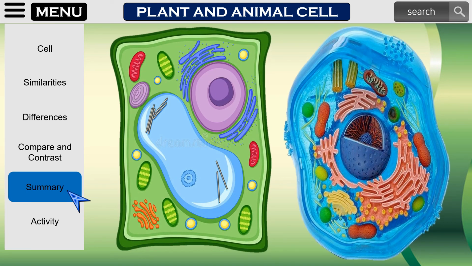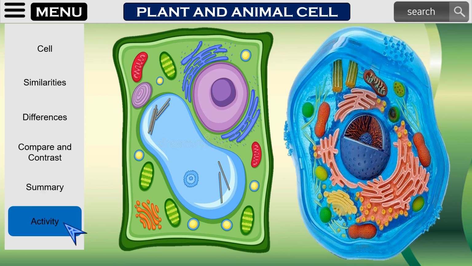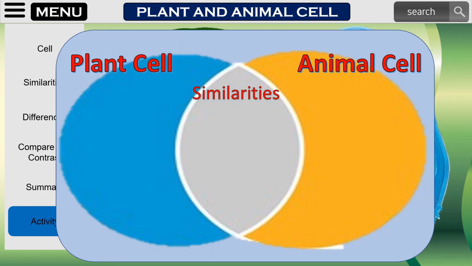In summary, plant cell and animal cell are both eukaryotes. This means that they have a true nucleus. They are different in some aspects because they perform different functions. Let us organize the similarities and differences of animal cell and plant cell using a Venn diagram. Try to do a Venn diagram of animal cell and plant cell. You can compare your answer at the end of this video.